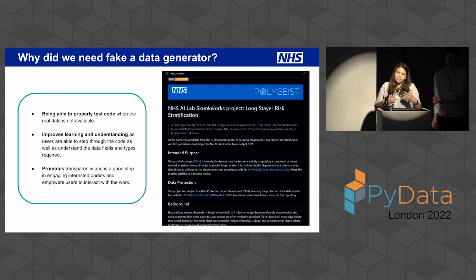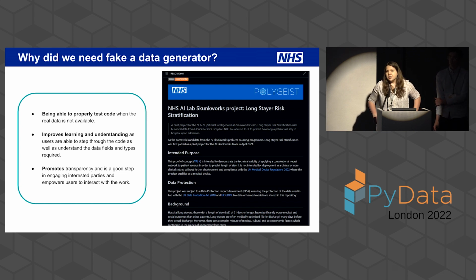And why this was needed was when we published the code, a lot of trusts started to reach out to us and saying, we have a similar problem, we'd love to try and interact with some of this code, but we can't. But as to your point, we couldn't share the data. So why we needed it was so we could properly test the code when the real data was not available. So we opened it up, and anyone can have a go and have a look and test what we had done.